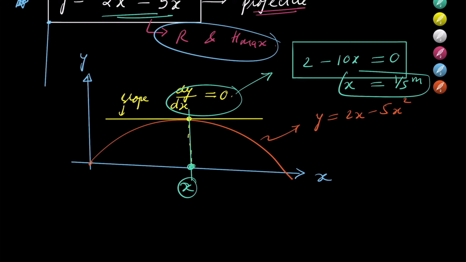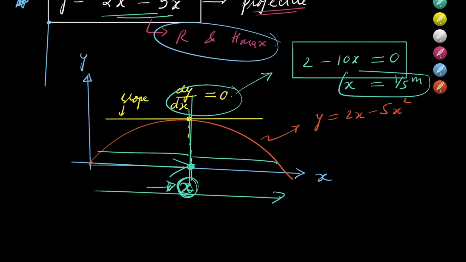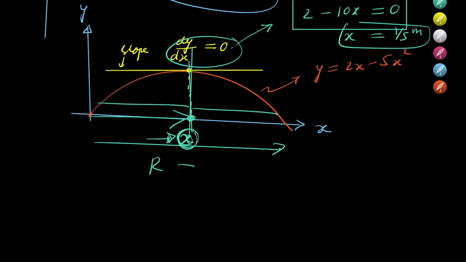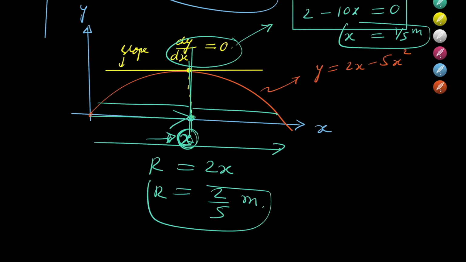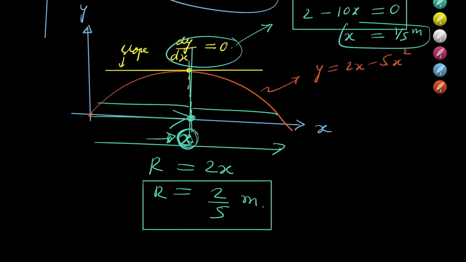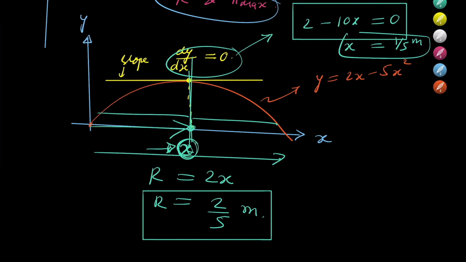Now this is the x that we have got here. By symmetry we can say that this distance will be equal. So up to here it is half, it is x. So total will be how much? 2x. So range will be double of the x. 2x means 2 by 5 meter. Range is 2 by 5 meter.